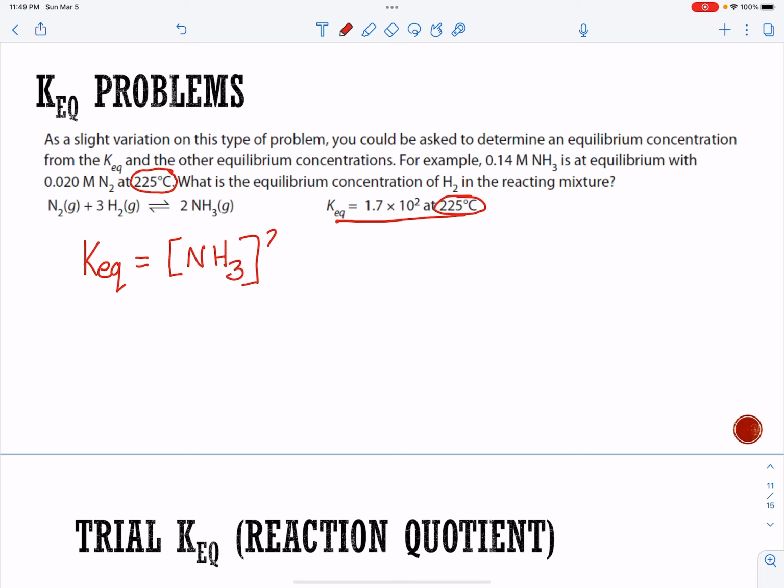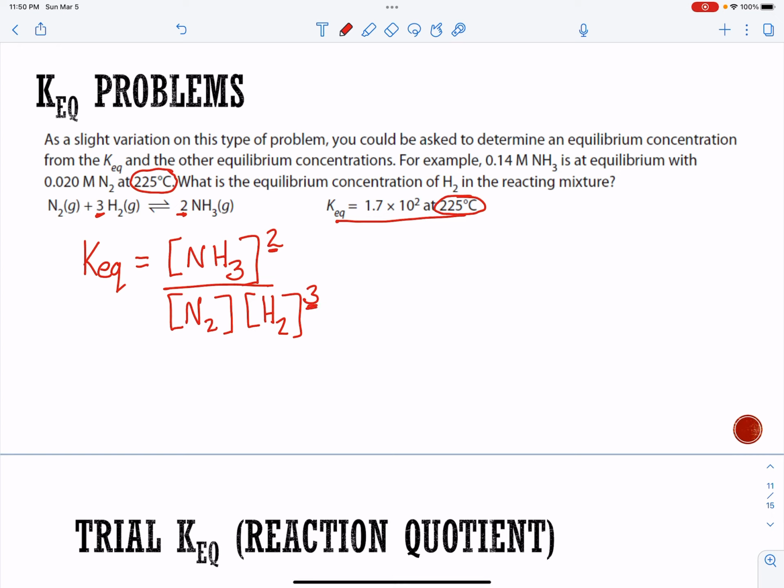So we're going to take NH3, that ammonia squared, divided by concentration of nitrogen, multiplied by the concentration of hydrogen, this time to the third power. Okay, so those coefficients are becoming the powers.